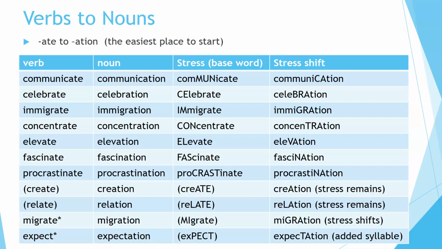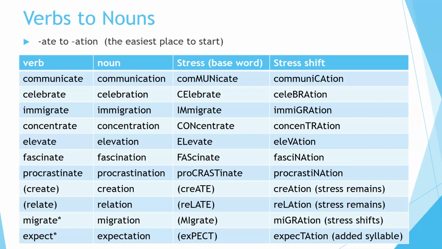Okay, here are the verbs. Communicate, celebrate, immigrate, concentrate, elevate, fascinate, procrastinate, create, relate, migrate, expect. Now the nouns. Communication, celebration, immigration, concentration, elevation, fascination, procrastination, creation, relation, migration, expectation. Did you hear the stress patterns here?